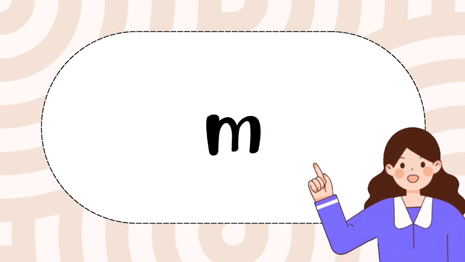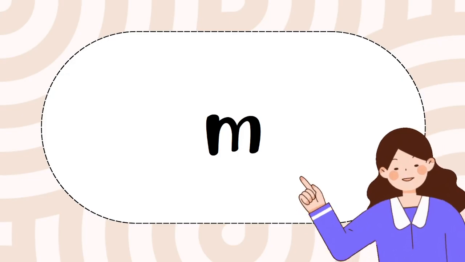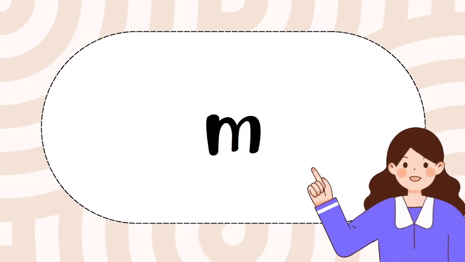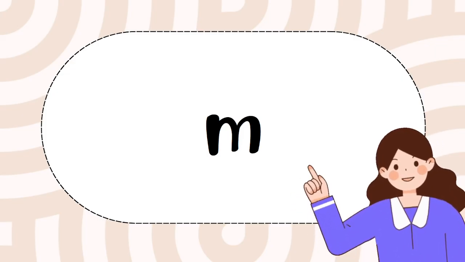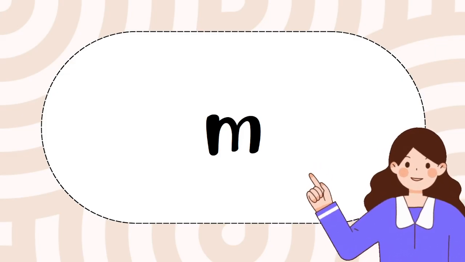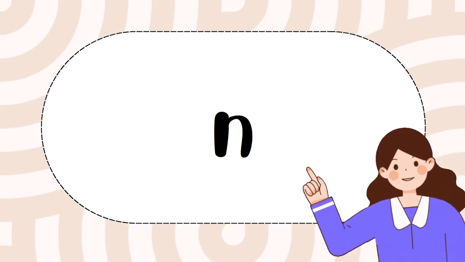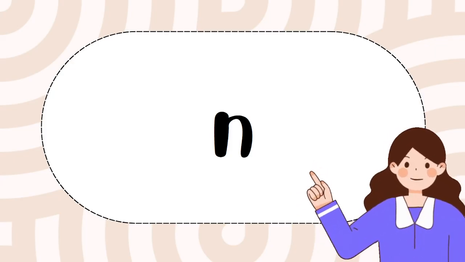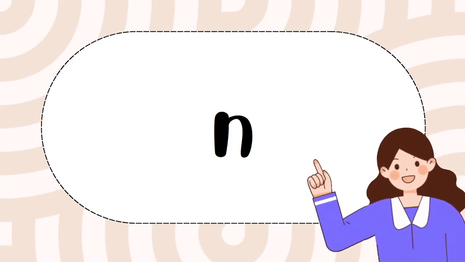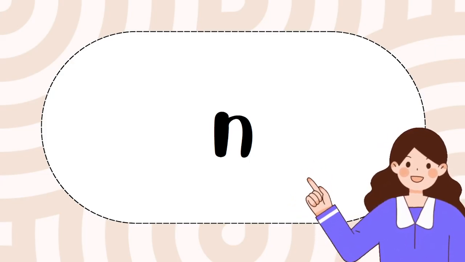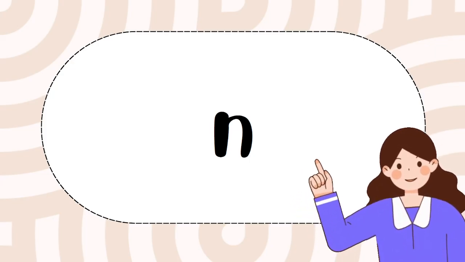This is letter M. M sounds M. M. Can you repeat? M sounds M. This is letter N. Letter N sounds N. N. Can you repeat? N sounds N.